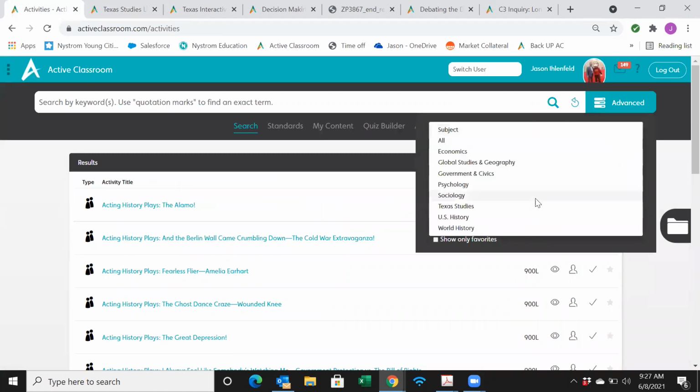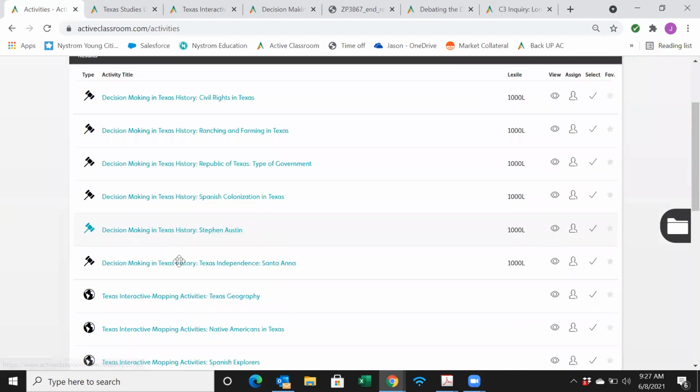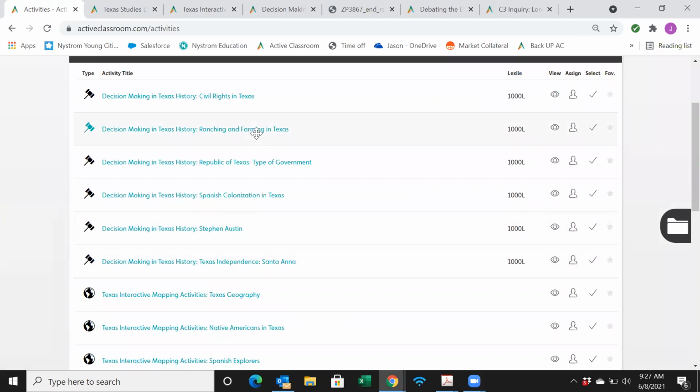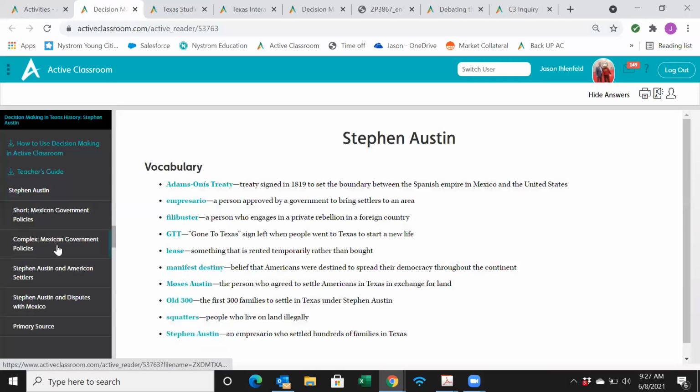So if you go to Texas Studies, right here, and you do a quick little search, these decision making, these were all added this year. These are decision making in Texas history. Now you look at them, it's not just one lesson. There's actually multiple layers to them. Like the Stephen F. Austin one, you're going to actually have multiple problems. So we have a short version and a complex version if you wanted to differentiate for your lower level versus your on-level or above-level students with a complex.